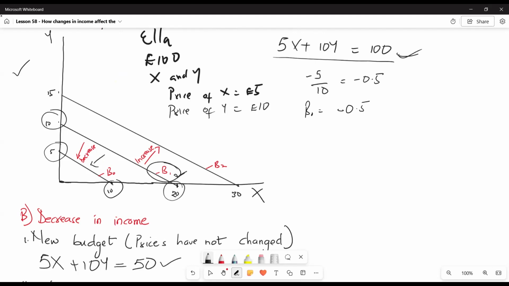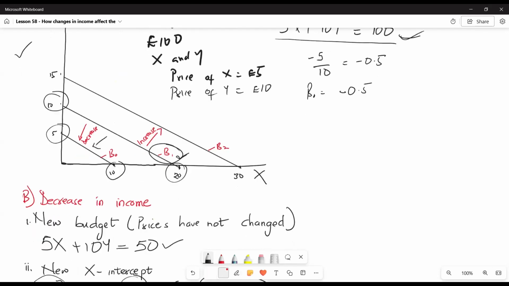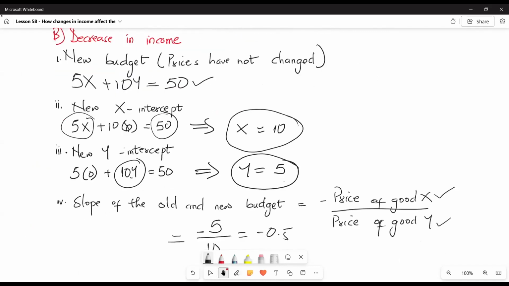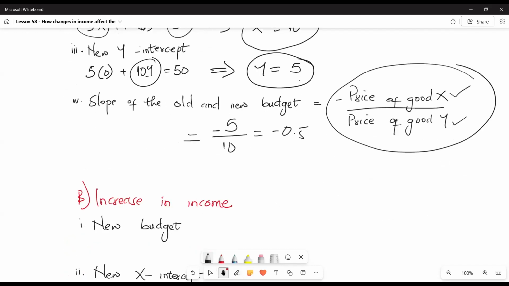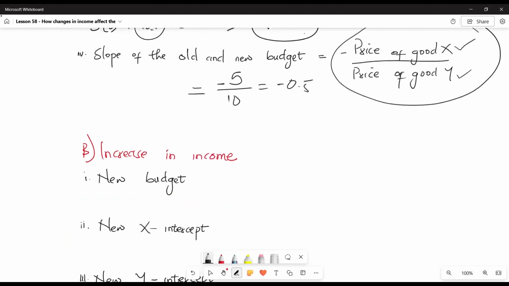Now, the slope does not change because the prices have not changed. You can see that the slope is calculated as the ratio of the two prices. So because the prices of the goods have not changed, even if income changes, the slope of the new and the old budget line are going to be the same. Now, what happens if Ella's income increases from 100 to 150?